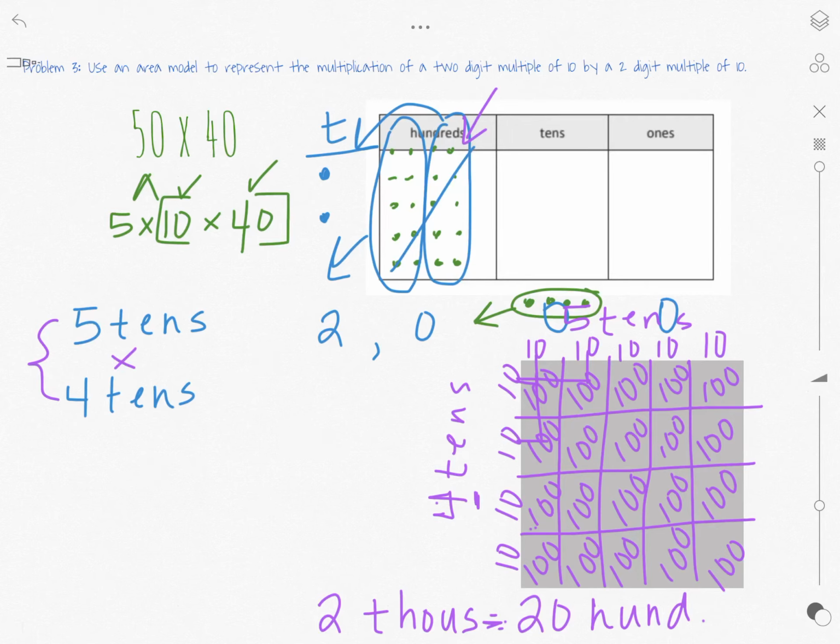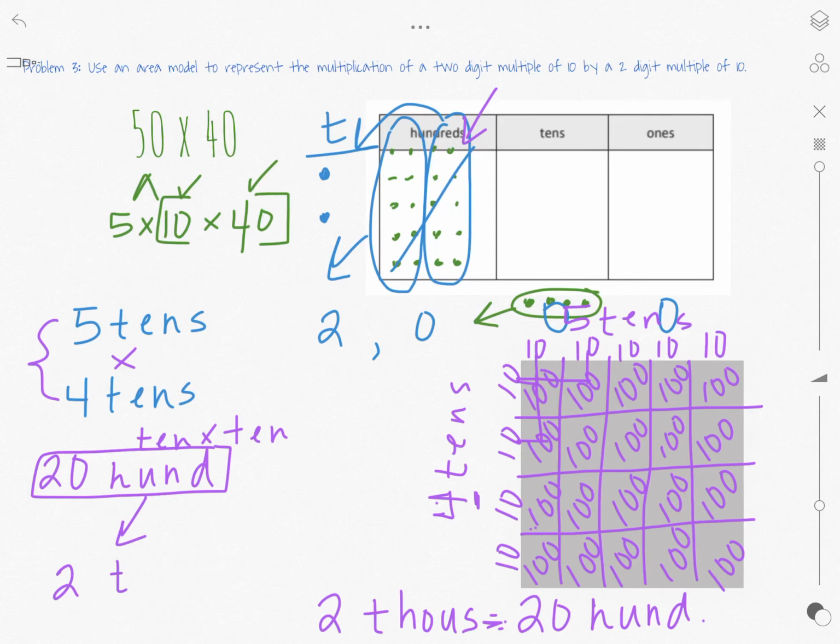Okay, I want to multiply this together. 5 times 4 is 20. Remember, I'm thinking 10 times 10 equals 100. So I have 20 hundreds. Notice it gave me the exact same answer that I got after I did my area model. But I still have to convert. I still have to make sure that I'm showing that this is 2,000.